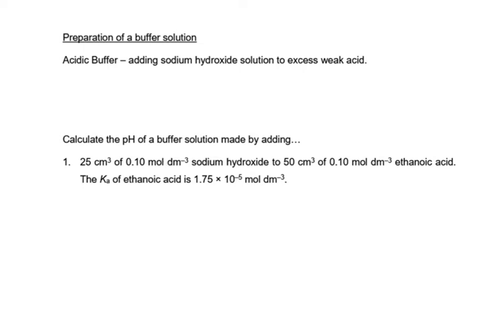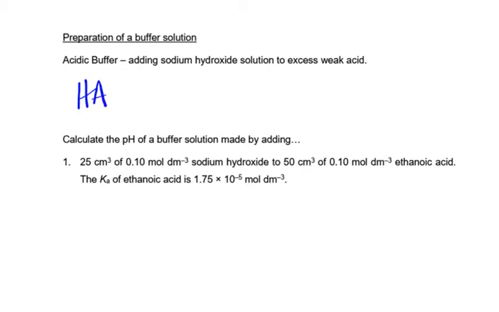Here we're going to look at a couple of calculations making an acidic buffer, and we're making them by partly neutralising a weak acid. So the weak acid will be in excess and we're adding a portion of strong alkali. This will create a solution where we've got both some weak acid and its salt. I'll show this in the equation here.